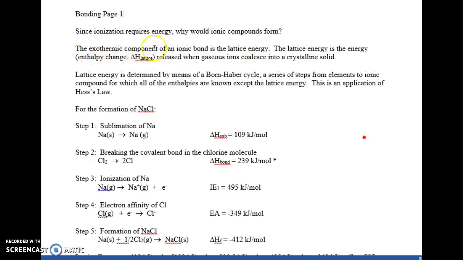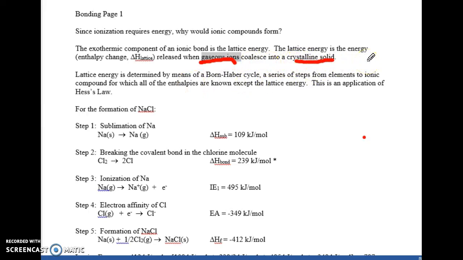The exothermic component of an ionic bond is the lattice energy, and it's the lattice energy which is the change in the enthalpy. So this is another delta H, just notice the subscript lattice, released when gaseous ions, so that's a really key thing, is that you have gaseous ions here, and they are coalescing into a crystalline solid. So, key thing here.